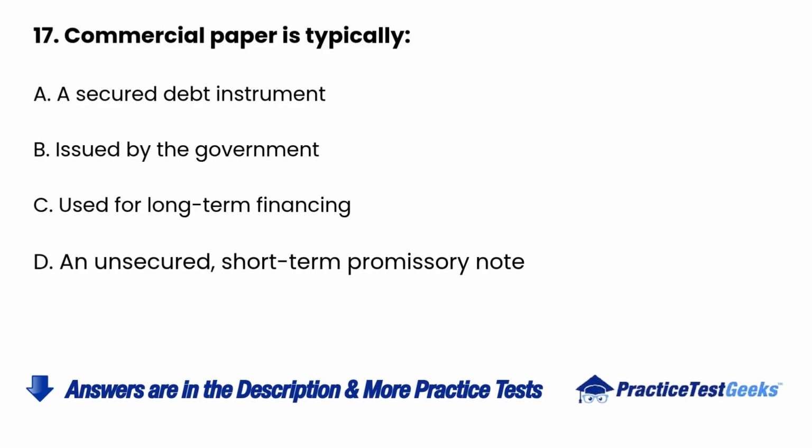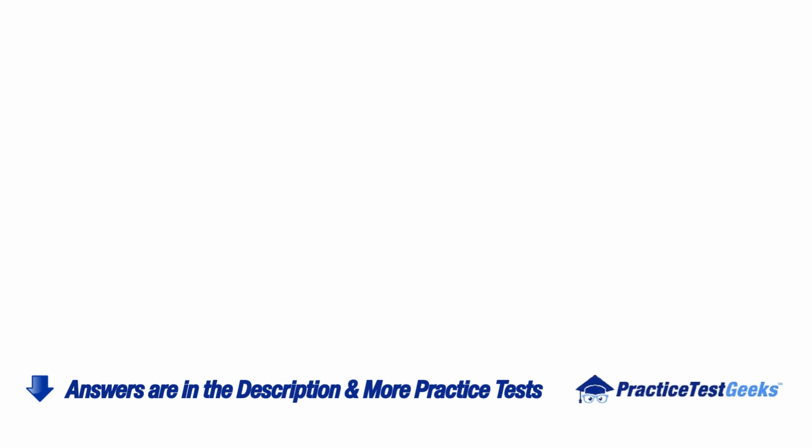17. Commercial paper is typically: A. A secured debt instrument. B. Issued by the government. C. Used for long-term financing. D. An unsecured, short-term promissory note.